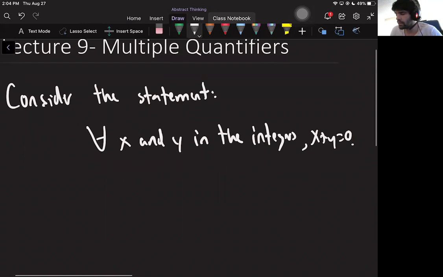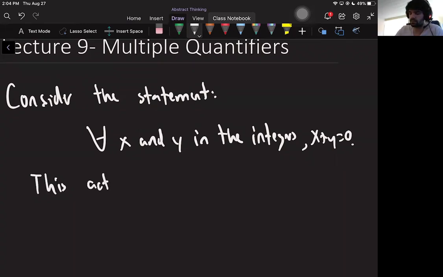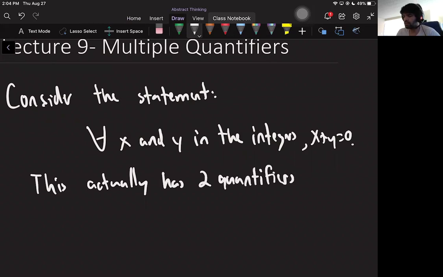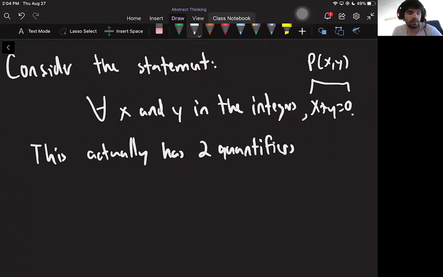What we want to do for now is really just think about what it really is, which is a statement involving two quantifiers, but one of them is secretly hidden. And really, it's got to have two quantifiers because it has two variables in the predicate. So this is something of the form p of x comma y. It's a statement which is true or false depending on two variables. So it's got to have two quantifiers, but I only wrote one. And that's just because sometimes we do things like that.